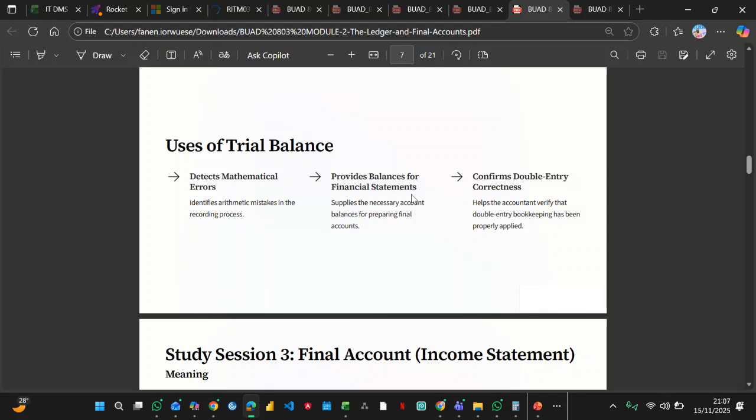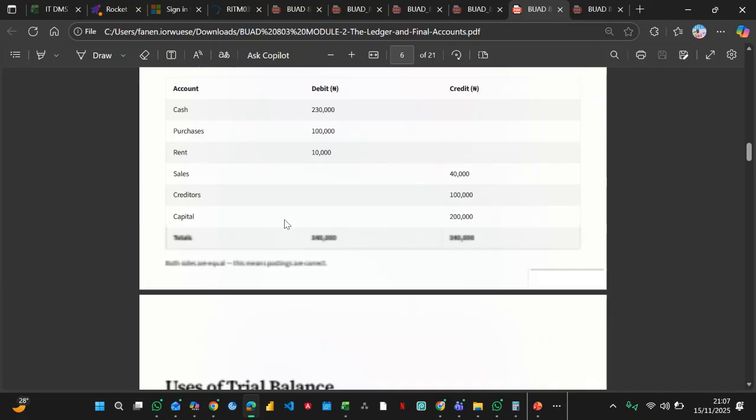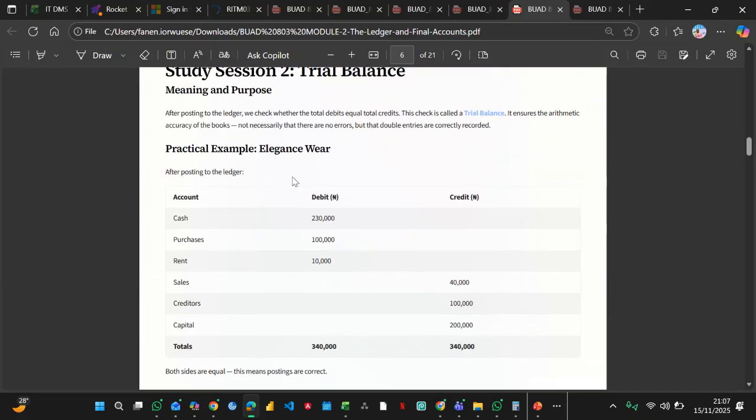So we use this trial balance to detect if there are errors in whatever we are computing in our ledger book. This can also help us to prepare our financial statement at the end of the year, or at the end of the month, at the end of the week. It's also to help us make our work easy. Do you understand? That's some of the things you just need to understand about the trial balance.